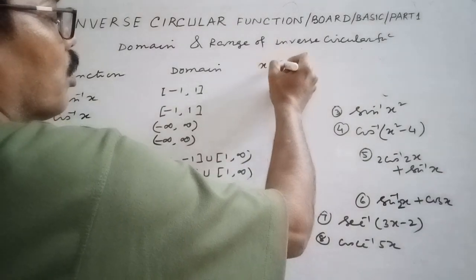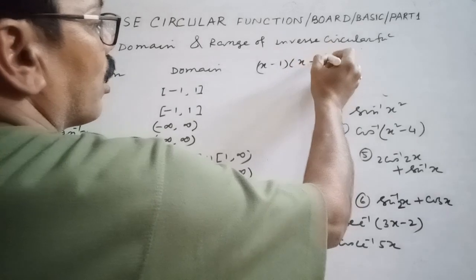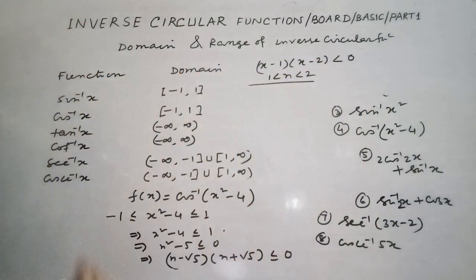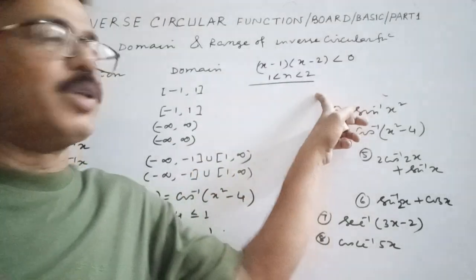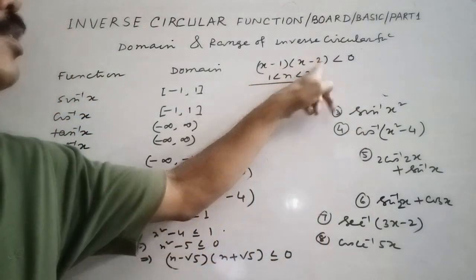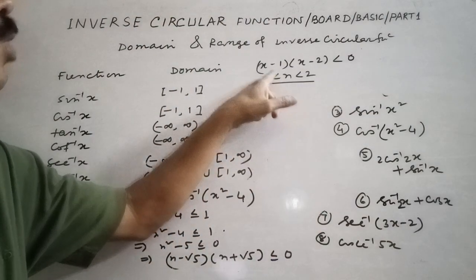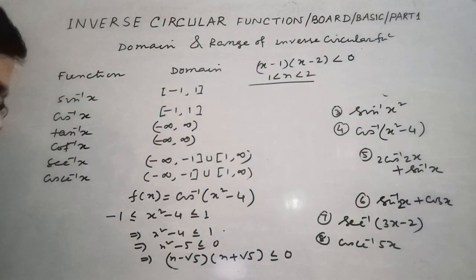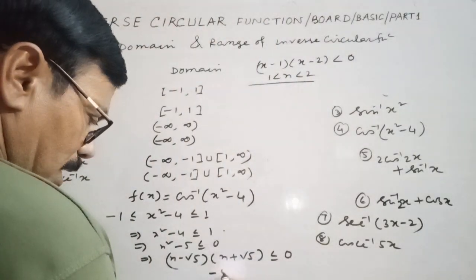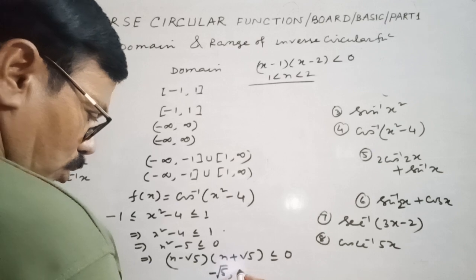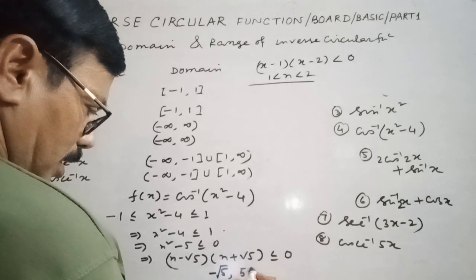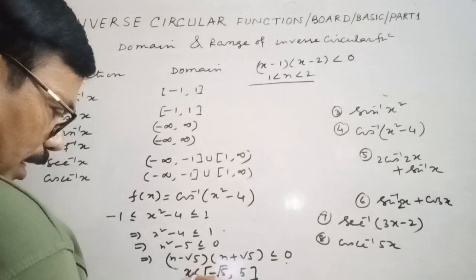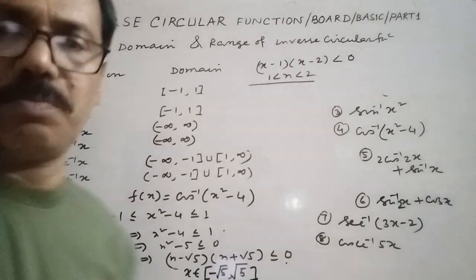So, try to recall, if (x minus 1)(x minus 2) is less than 0, then 1 is less than x less than 2. It lies between 1 and 2, because if you put any value in between 1 and 2, it is satisfied. Suppose 1.5, one factor is positive, the other is negative, so the total is negative. So what are we getting? Minus root 5 to plus root 5, with less than or equal to. So this is the value of x: minus root 5 to plus root 5.